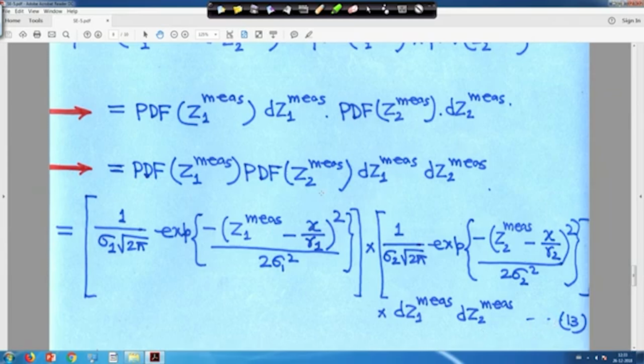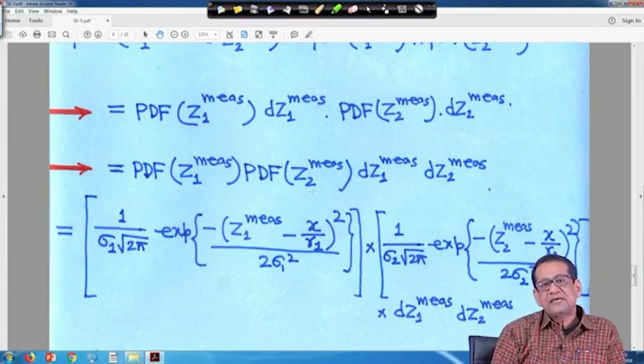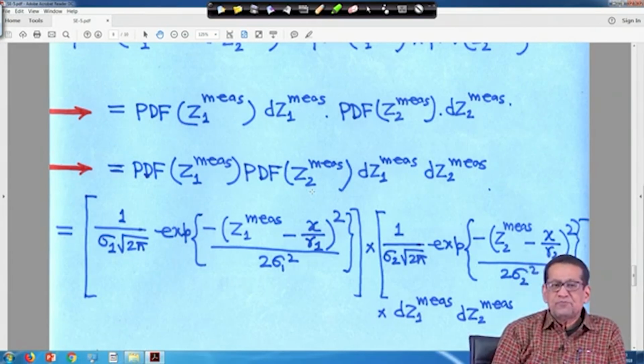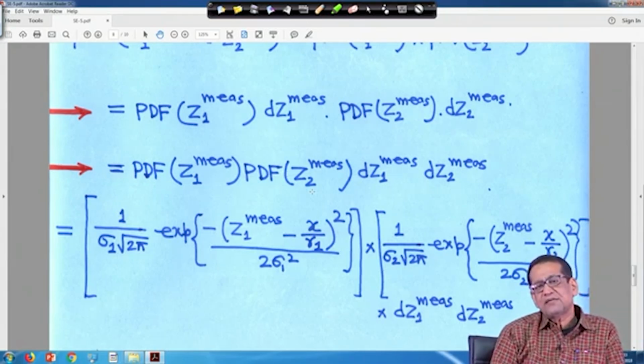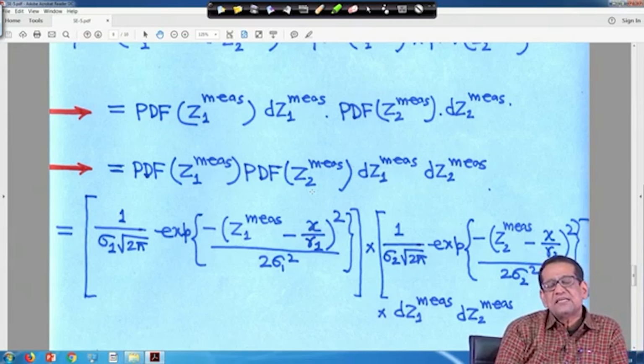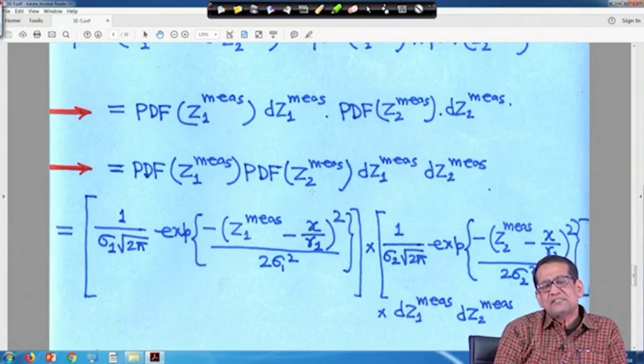Actually, here also we got this expression. We have to maximize the probability, so ultimately what we have to do is maximize PDF z1 measure into PDF z2 measure. Again we have to take the natural logarithm of this. I told you that maximizing the PDF function here is nothing but maximizing its logarithm, so we will take the natural logarithm, the ln function.